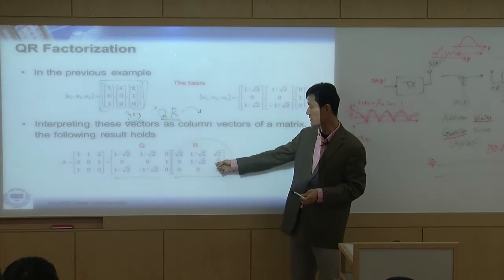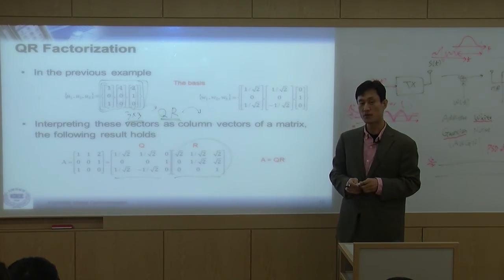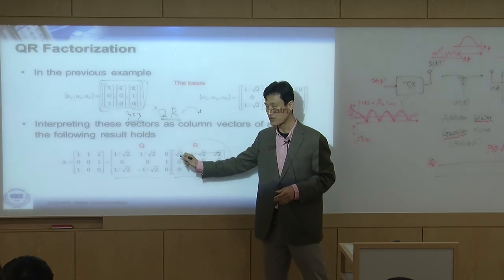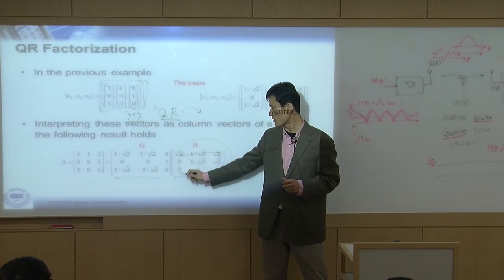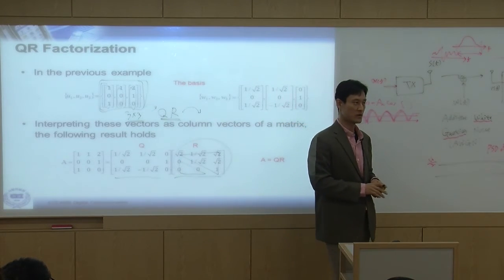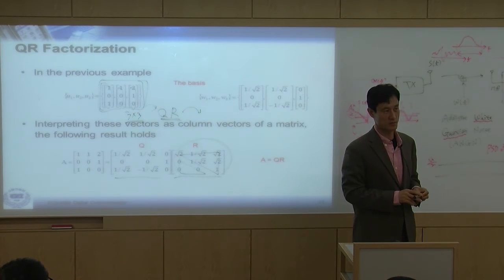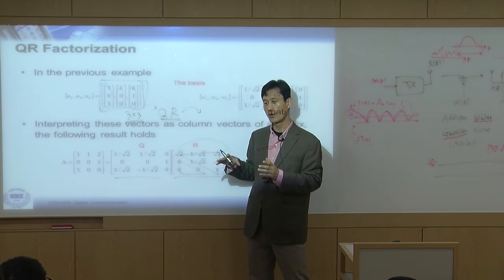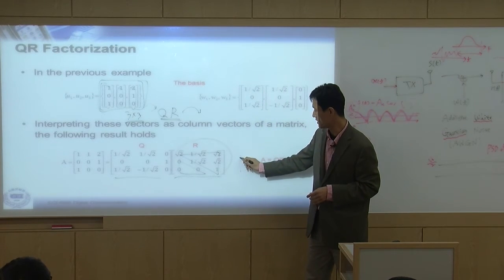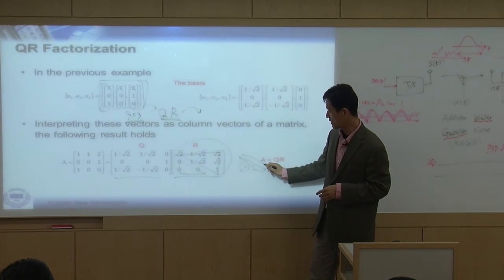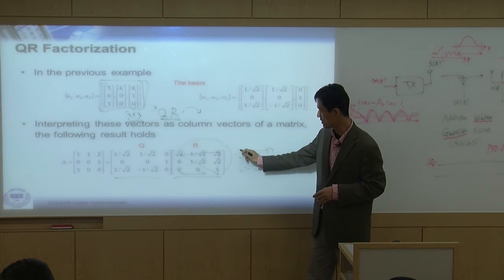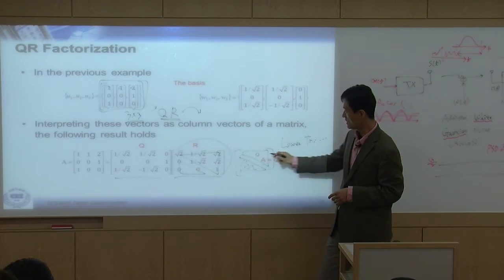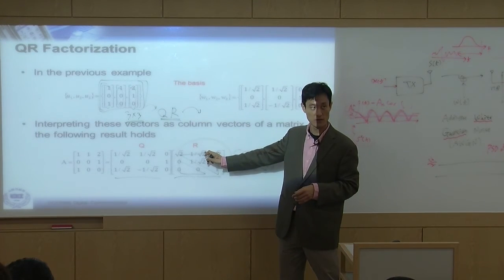What is special about this matrix? This is an upper triangular matrix, meaning that in the upper part you have non-zeros, and in the lower part you always have 0. That's called the upper triangular matrix. Sometimes using QR, you can get a lower triangular matrix, meaning that in the lower part you have non-zeros and in the upper part you have 0. That's a lower triangular. In this case, it's upper triangular.